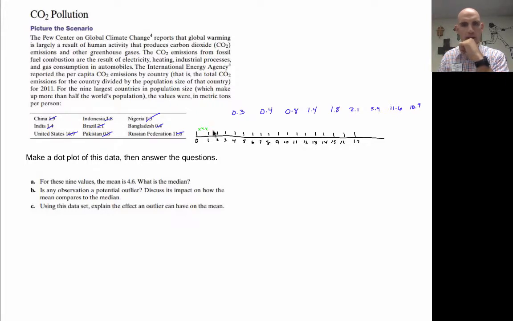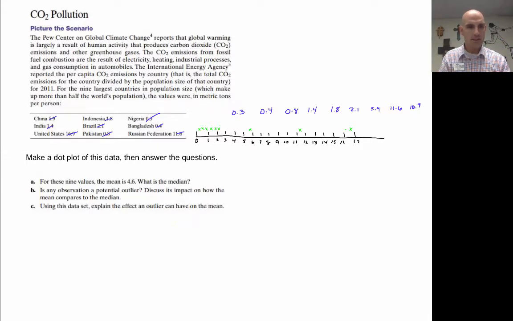0.8 will be here, and then I'm going to go 1.4, and then, goodness, 1.8, and then I'll have 2.1, a lot of data values packed in here. And then I've got 5.9, I've got 11.6, and then 16.9 is way up here. Well, holy cow, look at how spread out this data is toward the end. A lot of data values packed on the one side, not a whole lot on the other end. So it looks like there might be some potential outliers here, right?